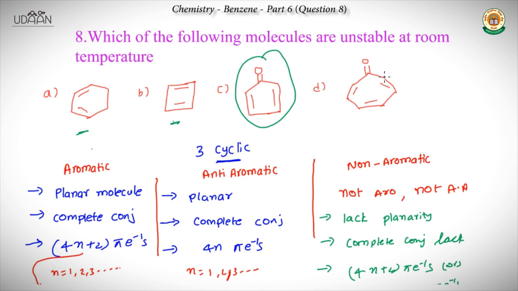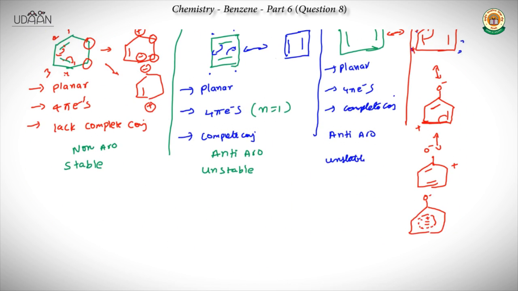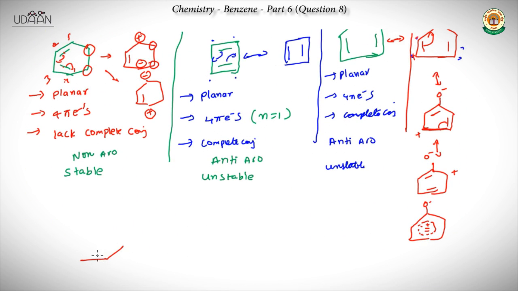Let's look at the fourth compound, this one, where you have a 7-membered ring: 1, 2, 3, 4, 5, 6, 7. Let's draw its structure. 1, 2, 3, 4, 5, 6 carbon and the 7th carbon here, where you have C double bond O and 3 bonds here. Now just like this compound, it has O minus C plus. I'll draw the structure again. O minus C plus.